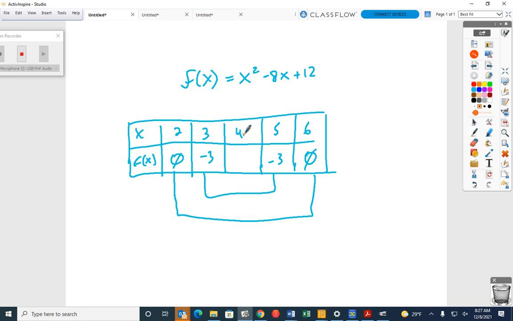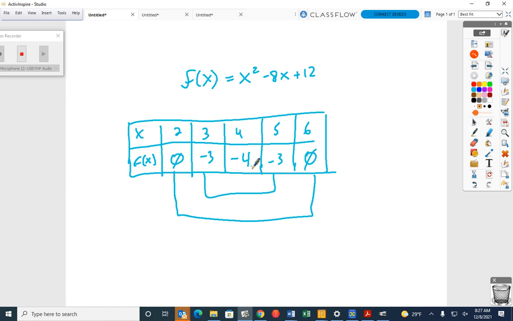So what's 4 squared? 16. What's minus 8 times 4? What's 16 minus 32? Negative 16. What's negative 16 plus 12? Negative 4. Okay. Did we complete our table?